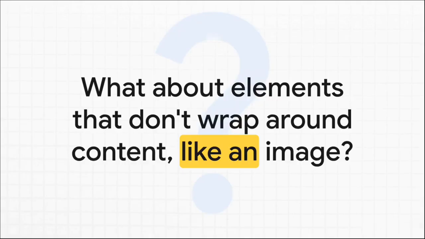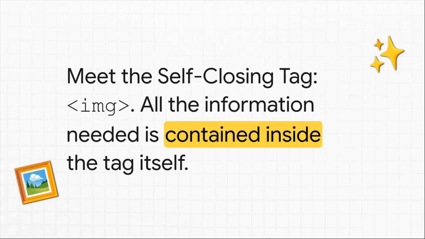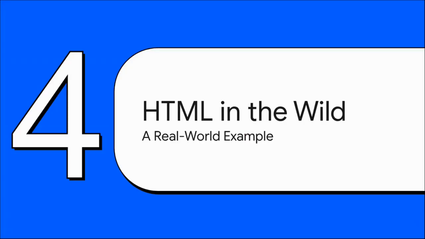Okay, wait a minute. So if the rule is always open, content, and then close, what about something like an image? An image doesn't really have text content to wrap around, right? So how does that work? And this is where we meet the one cool exception to the rule, the self-closing tag. The image tag, img, is a perfect example. All the information the browser needs, like where to find the image file, is all packed inside the tag itself. It doesn't need a separate closing tag because it's completely self-contained. It's a one-and-done deal.